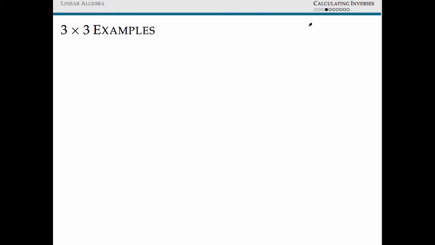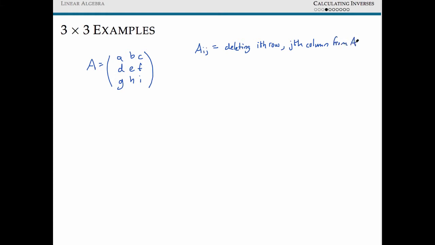In the 3x3 case, things start to get a little more complicated in terms of actually rapidly computing the inverses. But given some big matrix, let's say A, B, C, D, E, F, G, H, I, I'm going to use the notation Aij to be the matrix that we obtain by deleting the ith row and the jth column from A. And so this is a submatrix.